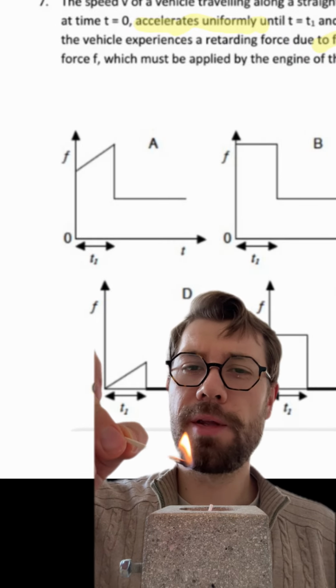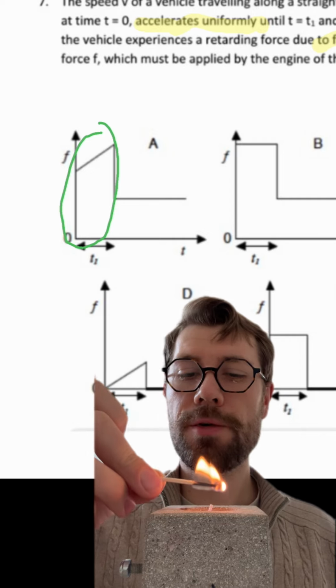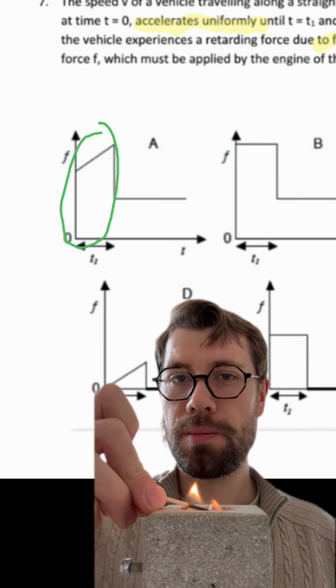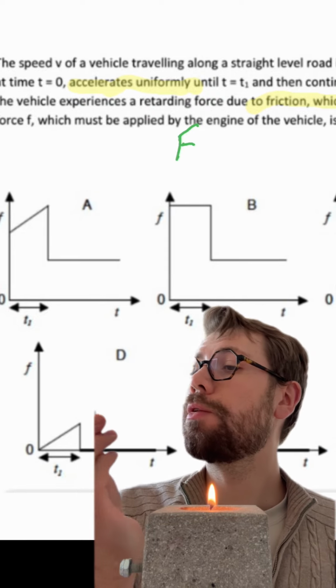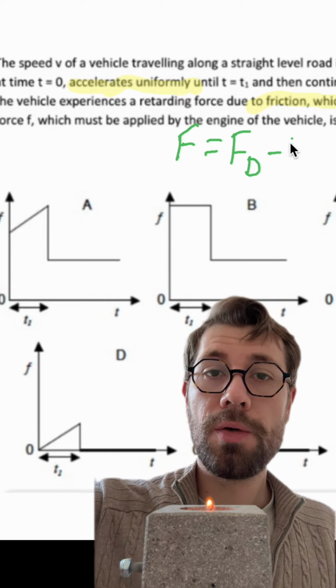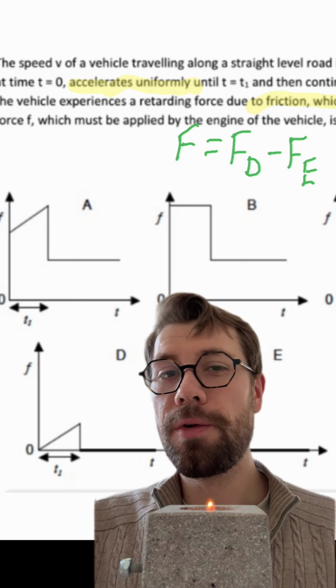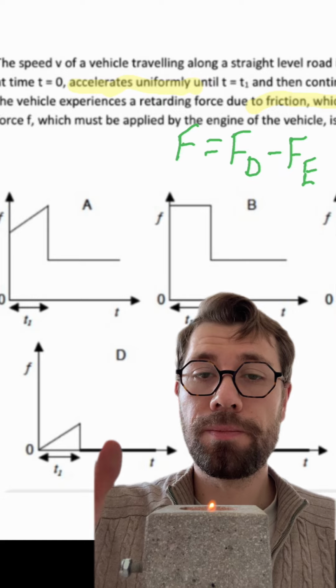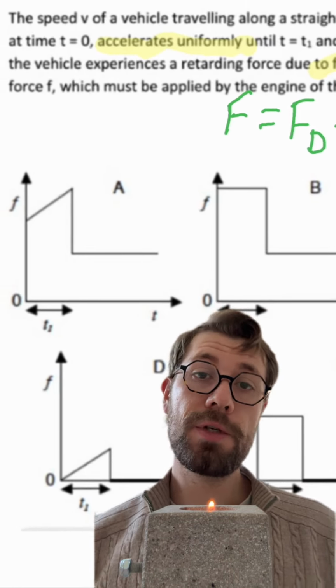If we look at the first part of the graph, we accelerate uniformly. That means the resultant force must be constant, and it must be greater than zero. The resultant force is the sum of all the forces acting on an object. So if we want to find the resultant force, all we have to do is the engine force minus the frictional force. Don't do any more maths than this. Maths is slow, and you're a physicist.